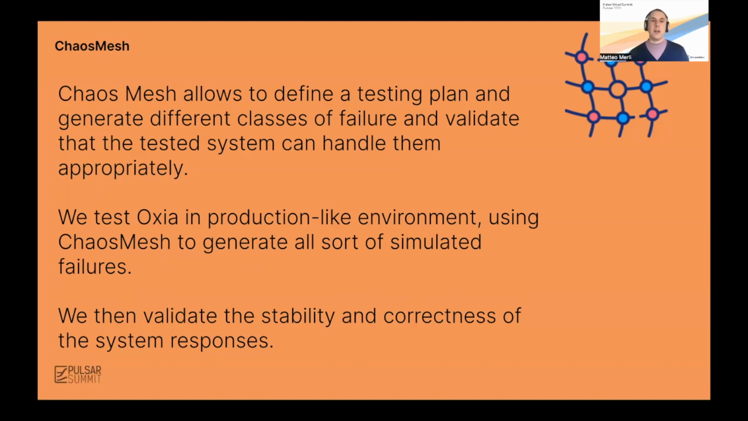So it's very easy to generate all sorts of different failure scenarios and validate how the system behaves under these conditions, and that the result is not only correct but is as expected. So if I kill a node, I would expect the system to recover within a certain amount of time, and we can validate this using Chaos Mesh.